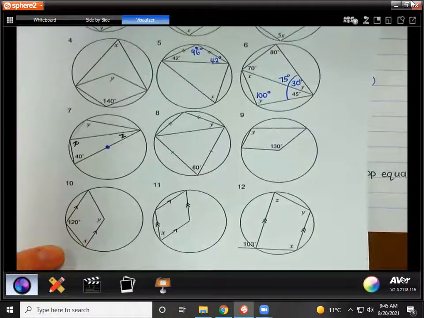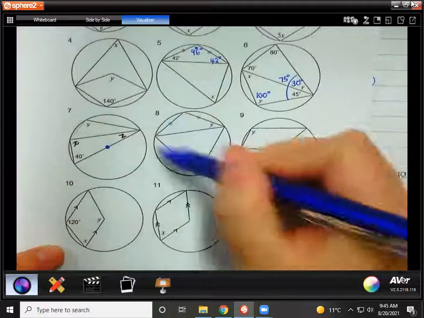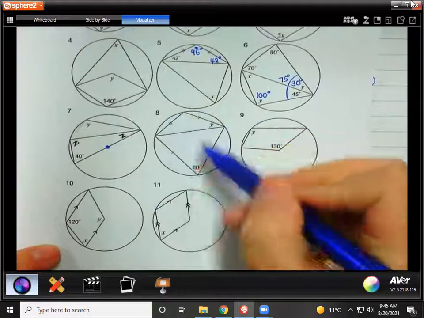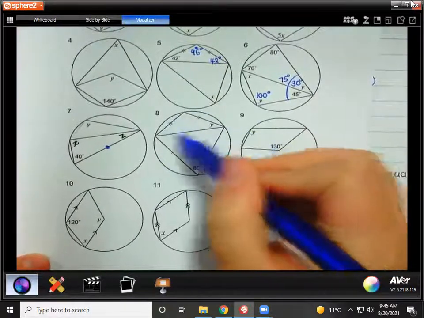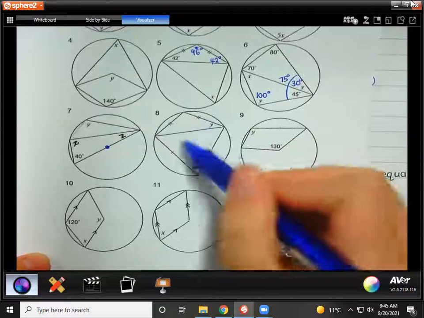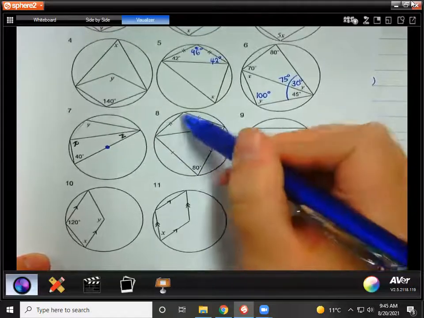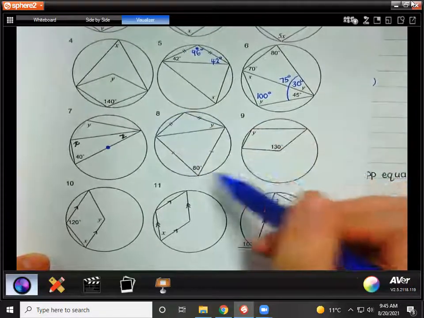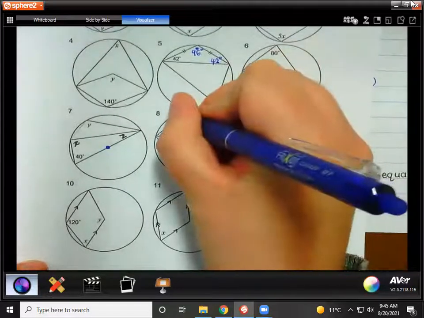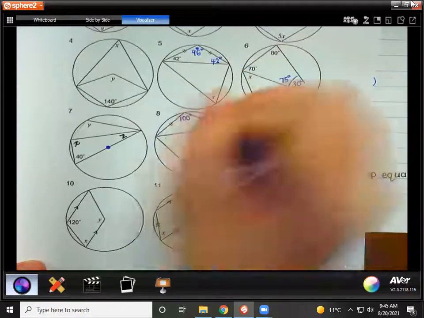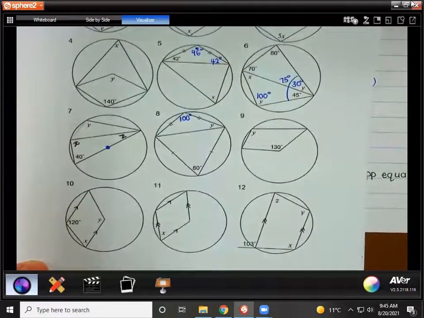For number 8, they gave us two isosceles triangles. So that bottom one is isosceles and this top one is isosceles. I didn't actually work in this bottom one at all. I just saw that it's a cyclic quad. So if that's 80, this one must be 100, right? Opposite angles of the cyclic quad.